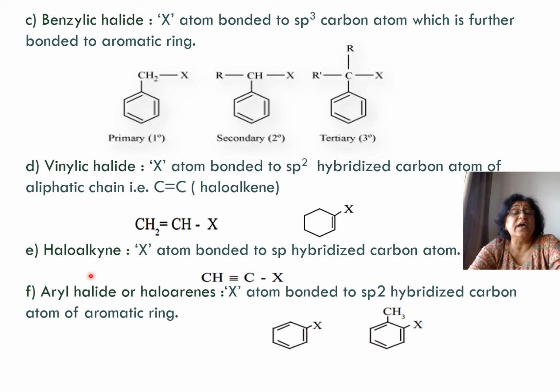And then the last one is haloalkyne. In haloalkyne, the halogen is attached to an sp hybridized carbon. So here the example is haloacetylene, CH triple bond CX. Okay.